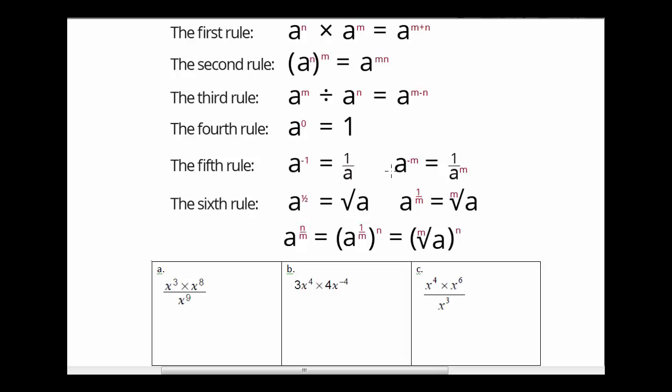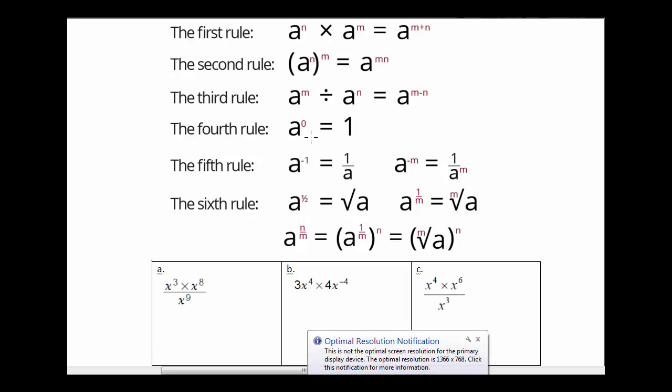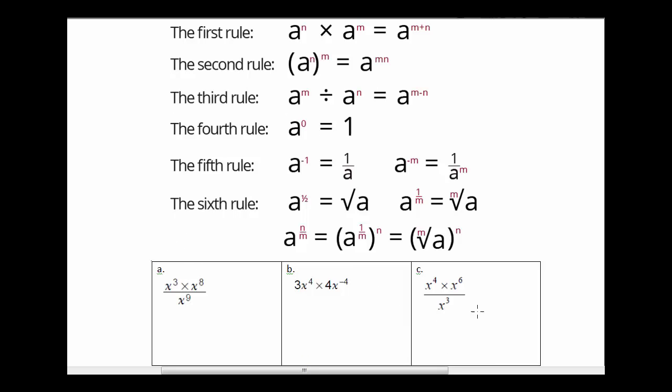Right, so we'll just use the indices rule to go through these questions. The first one is x cubed times x to the power of 8, divided all that by x to the power of 9.